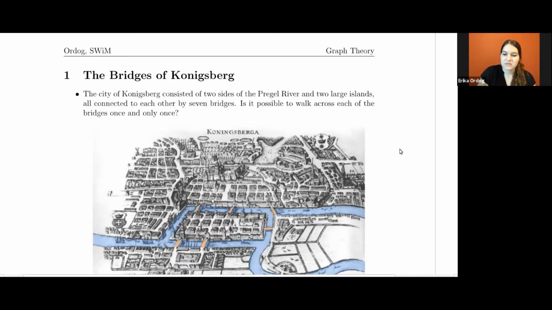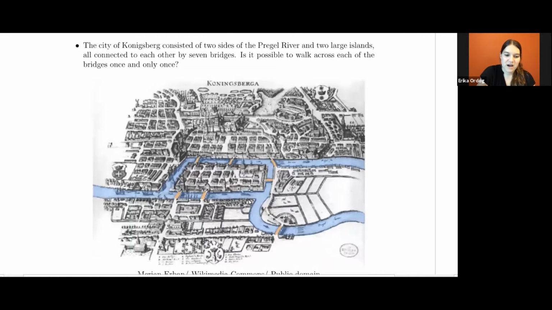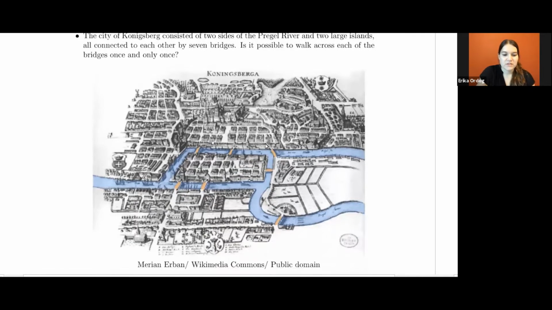So we'll start by talking about the problem of the Bridges of Konigsberg. The city of Konigsberg, in this map here, consisted of two sides of the Pregel River and two large islands. And they were all connected to each other by 7 bridges, which are highlighted in orange here. Now it's said that the people of Konigsberg would walk back and forth across these bridges, and they would wonder, is it possible to walk across each of the bridges once and only once?